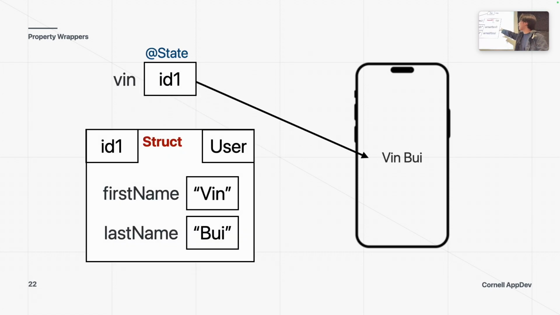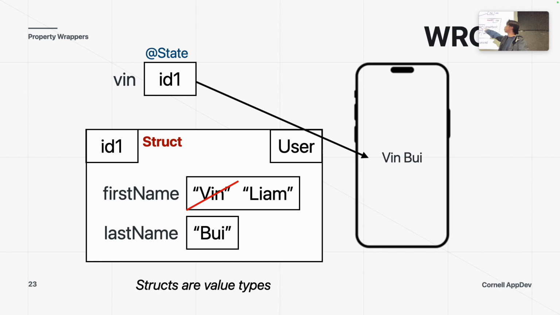Now, I have a struct called a user. If you've taken 1110 before, I've made it similar to how it is in 1110. So I have a property called Vin. It holds a reference to the ID of this object folder. I have a user struct with these two properties. Now, if I change first name from Vin to Liam, on the right hand side, you can see that the view doesn't get updated automatically. This doesn't get updated automatically because the ID hasn't changed.